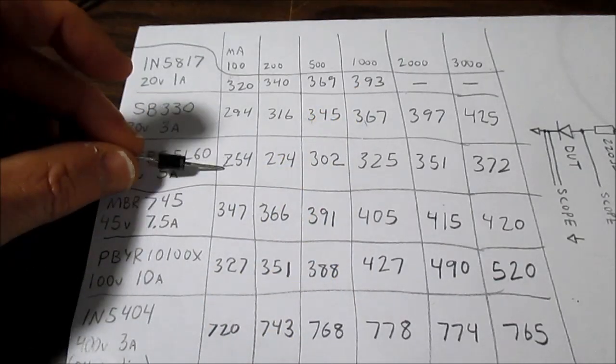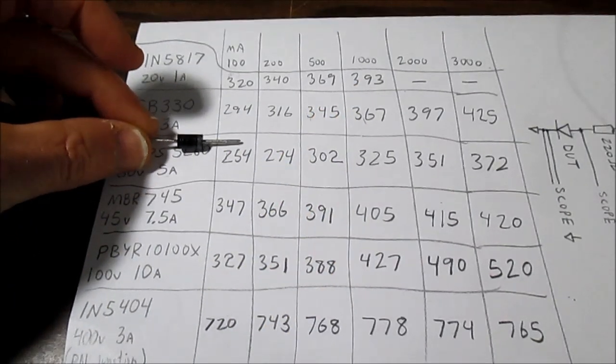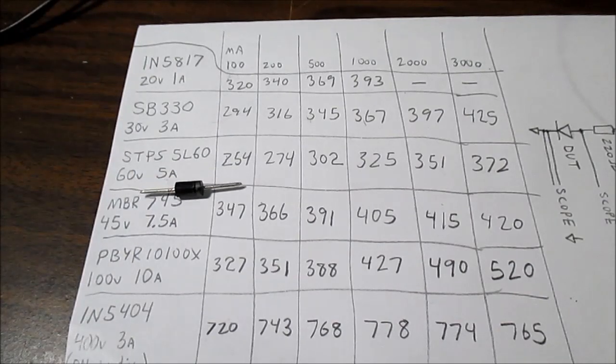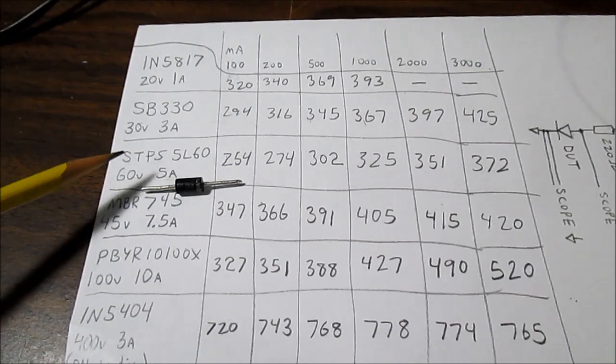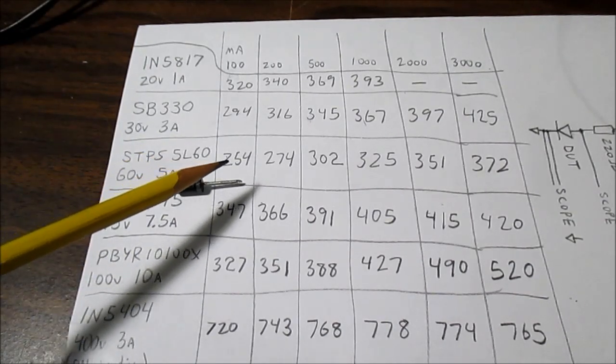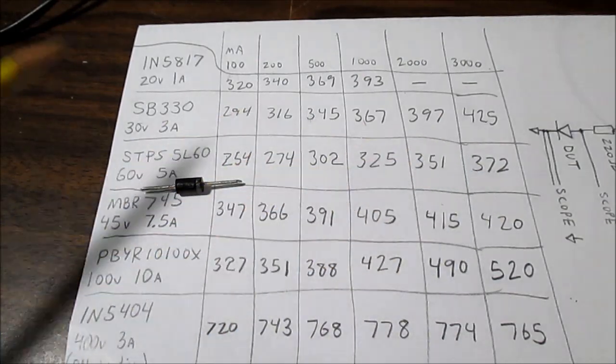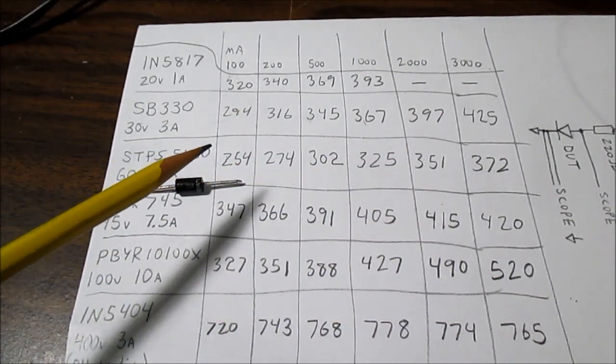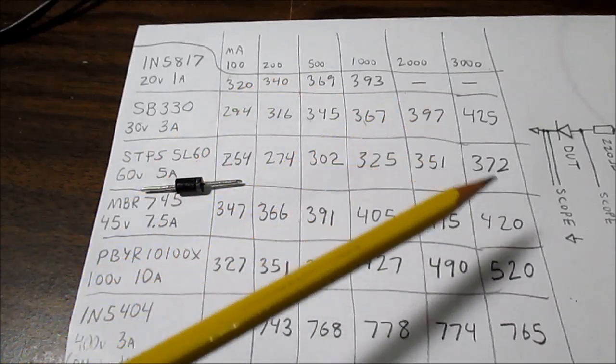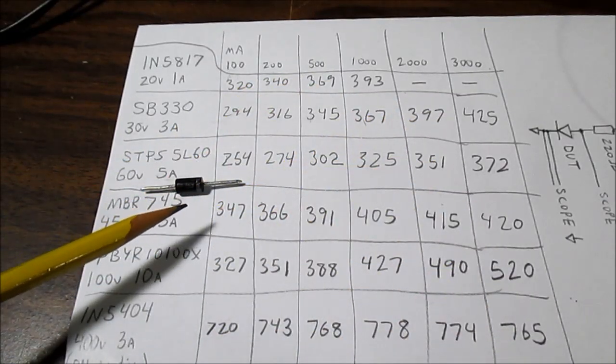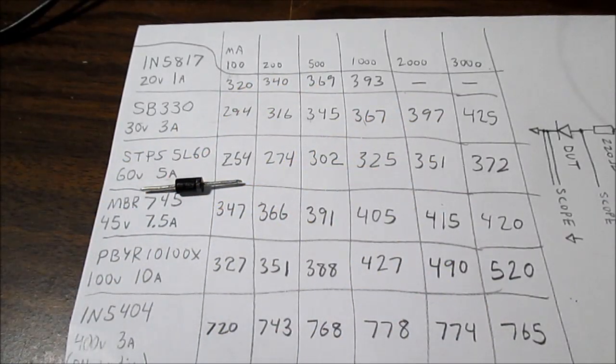And yes, this little ST Microelectronics diode, the STPS5L60, is my favorite diode. It has a very low forward voltage drop, so it's going to provide the lowest losses of all these others if you're using it as a blocking diode, for example, for a solar panel.